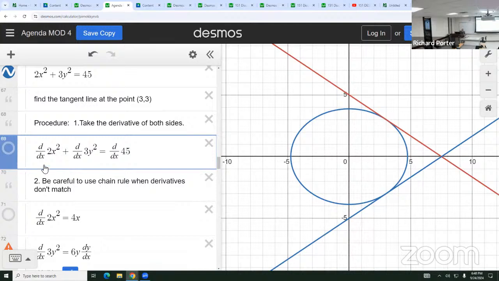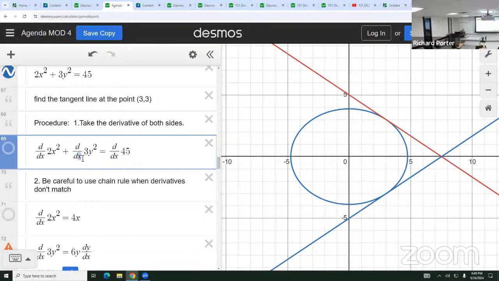Okay? What's the derivative of 2x squared? Anyone? 4x. What's the derivative of 45? Skipping the middle one. So what's the derivative of 3y squared? Now, you would say 6y, right? Except y and x are different variables, remember I said you have to use the chain rule. y is inside this function. So y is an inside function.